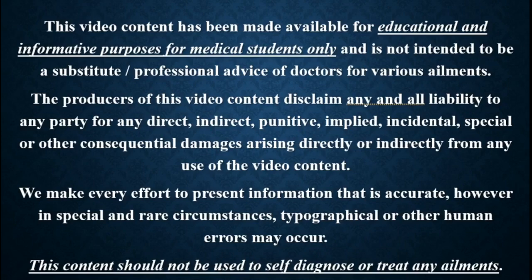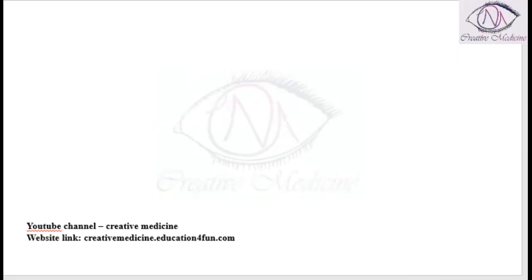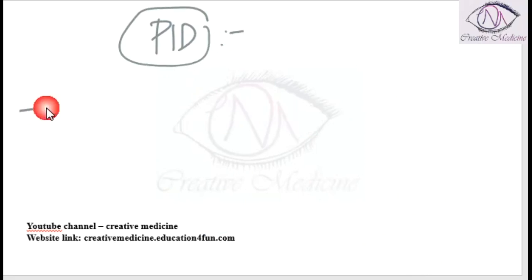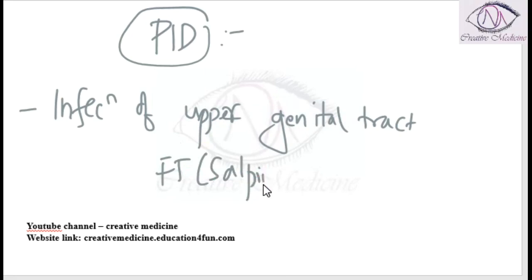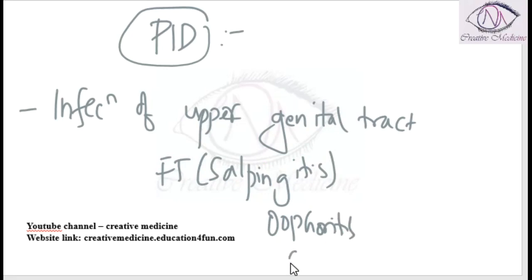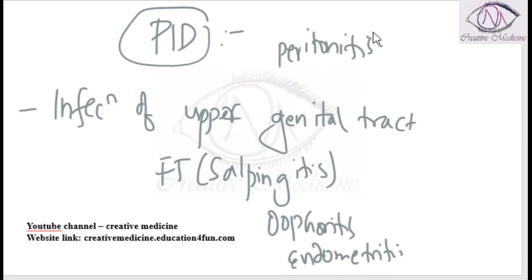In this lecture, we will learn about pelvic inflammatory disease. Here, infection of the upper genital tract is called pelvic inflammatory disease. It includes infection of the fallopian tube, called salpingitis; infection of the ovary, called oophoritis; infection of the uterus, called endometritis; and infection of the peritoneum, called peritonitis. Cervicitis and vaginitis are not involved in pelvic inflammatory disease.